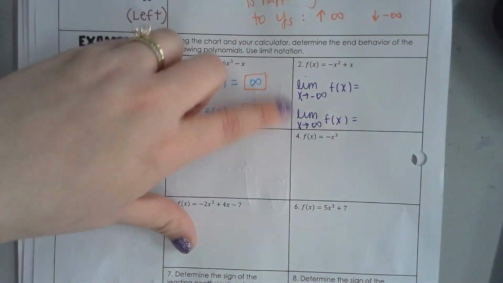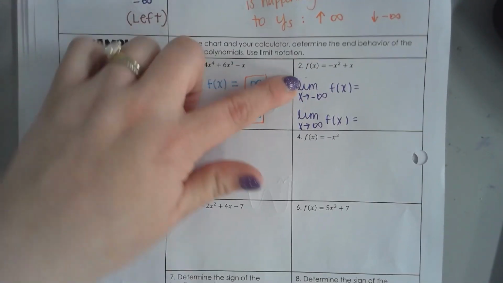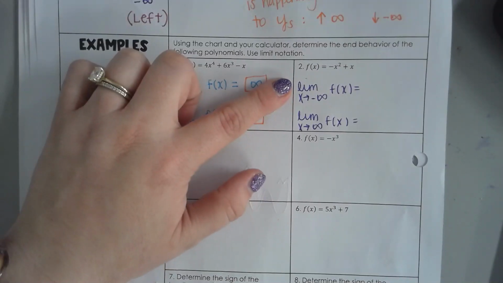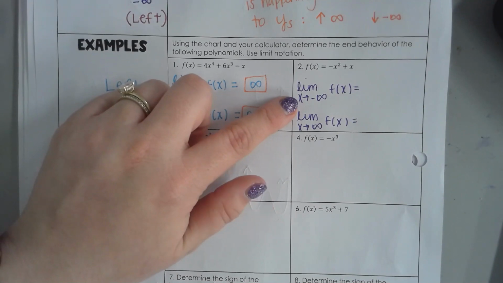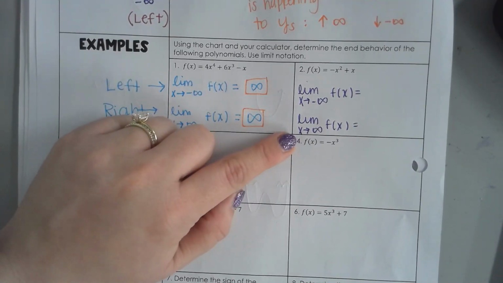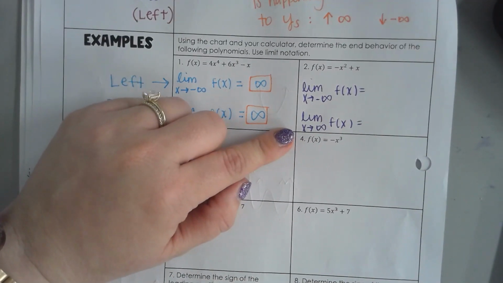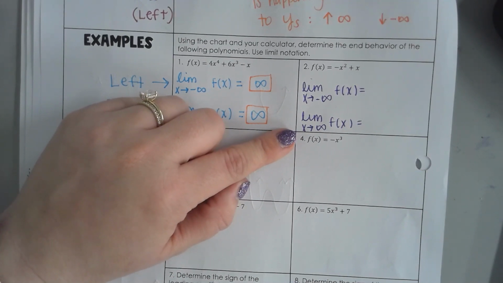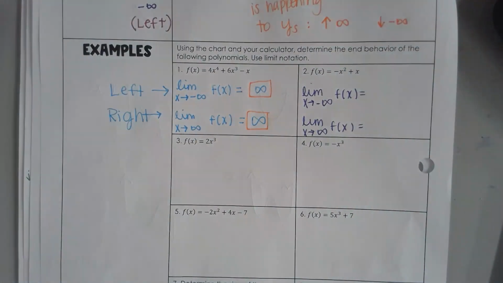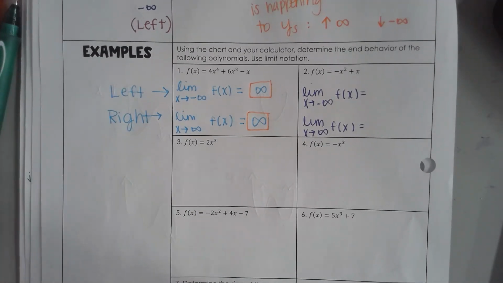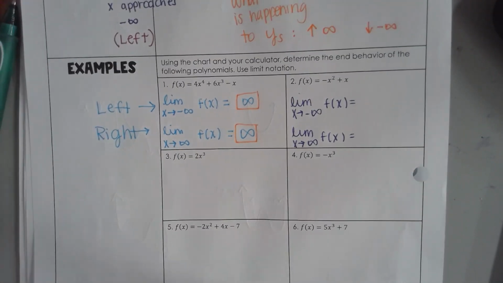So for both of them, I'm going to write the limit as x approaches negative infinity. That's talking about the left. And then the limit as x approaches positive infinity. That's talking about the right. So on the left and on the right. You could figure this out several different ways. You could just look at the chart, which is nice if you have the chart handy.